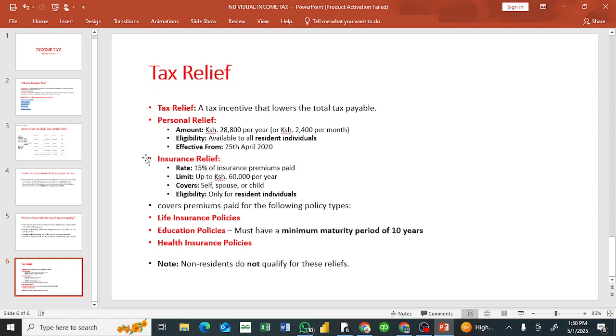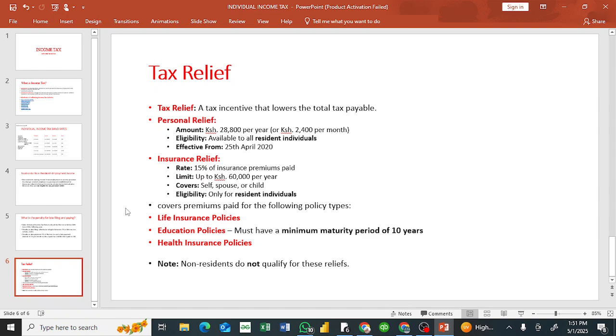Yes. The same case with insurance relief. Insurance relief is eligible for resident individuals only, and the rate is normally 15% of the insurance premium paid, up to a limit of 60,000 per month. We will look further at this during filing, to discuss further how to go about insurance relief.